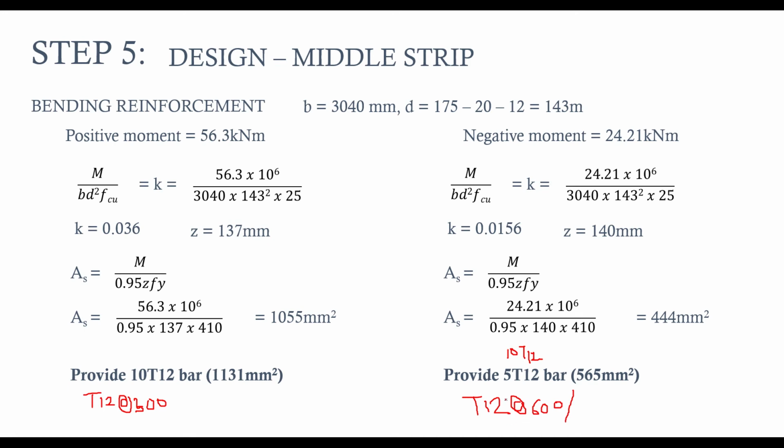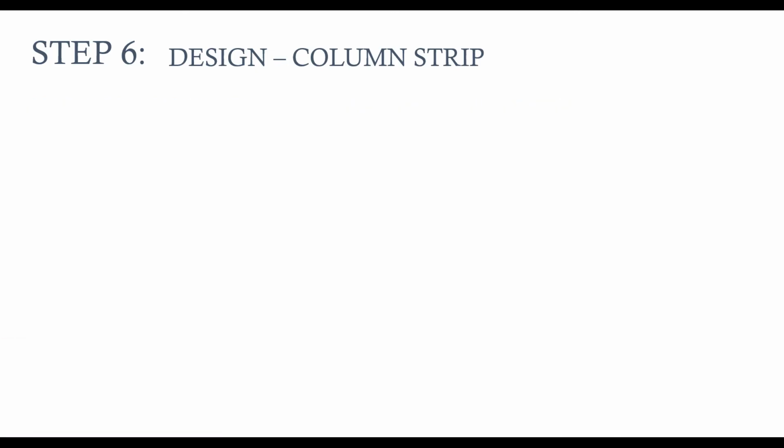Based on the design, 12 mm bar at a spacing of 600 will work, but in order to avoid cracking and all of that, you can provide T12 at 300. I hope that is understood. So the next thing is to move to the design for the column strip. So for the column strip, we are just going to do the same thing.